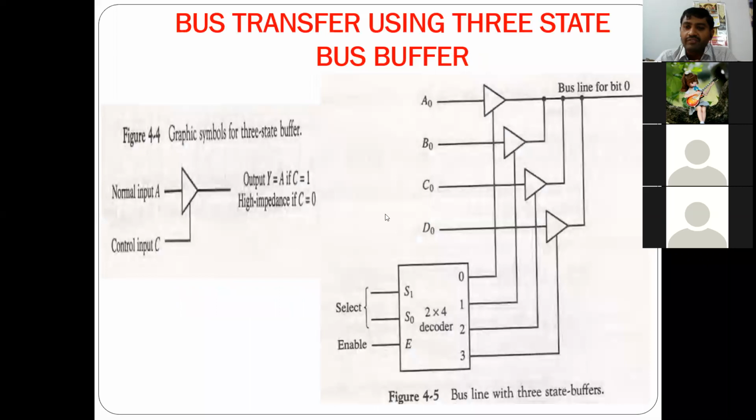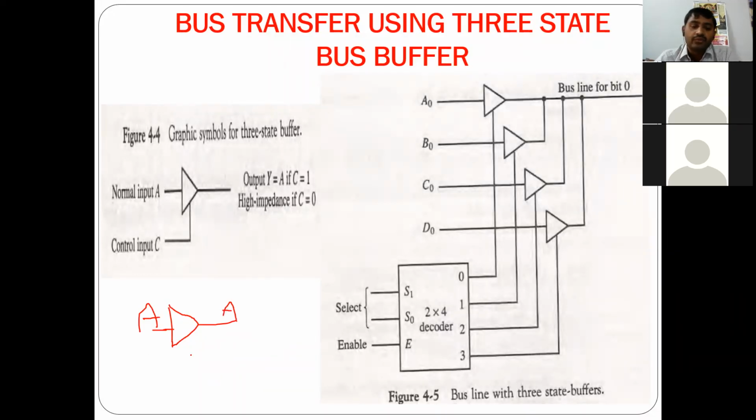You know that a buffer is the one which transmits as it is. You know that a NOT gate transfers the inverse of the input. So buffer means whatever we give as input, the same thing appears at the output. If you give A, then the output will also be A. So what is a tri-state buffer?